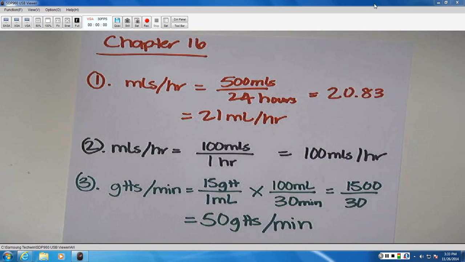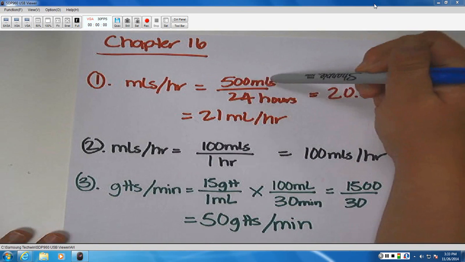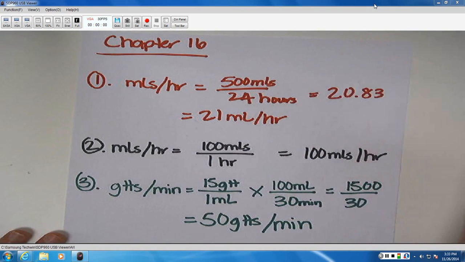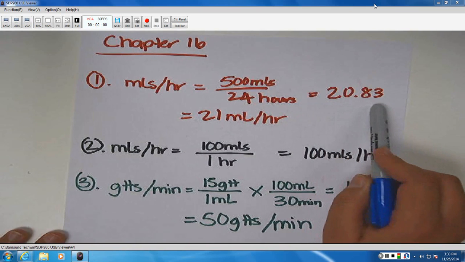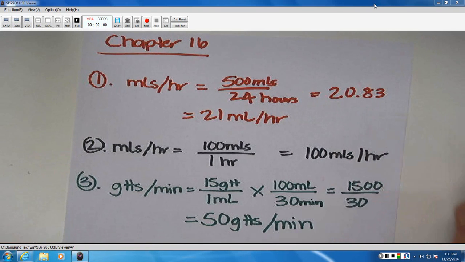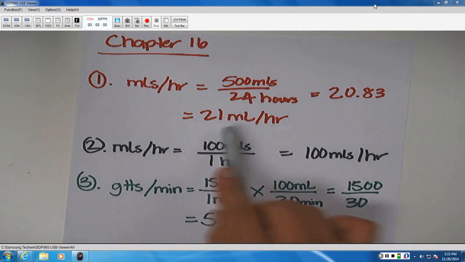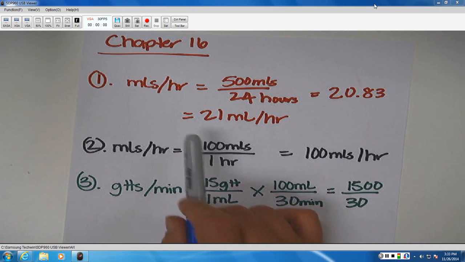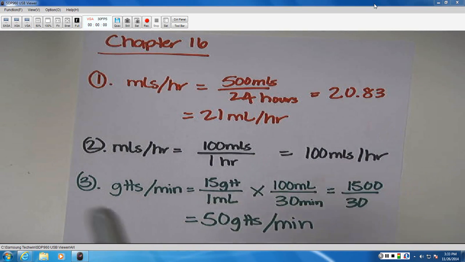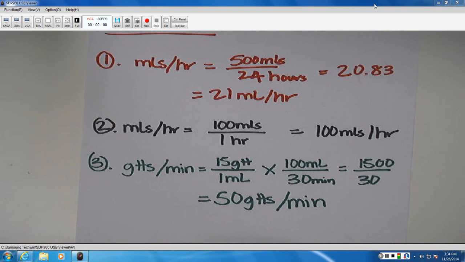So my equation is simply 500 mLs divided by 24 hours, and my answer is 20.83. Well, there is no way that you can give 20.83 of an mL of something. We just don't have measurements like that. So I'm going to round that up to 21 mLs per hour. So if I set my pump to administer 21 milliliters per hour, in a 24-hour period, all 500 of my mLs will be administered.